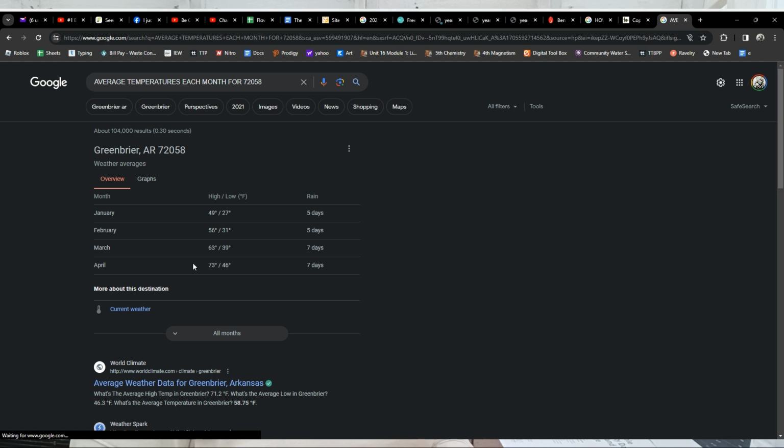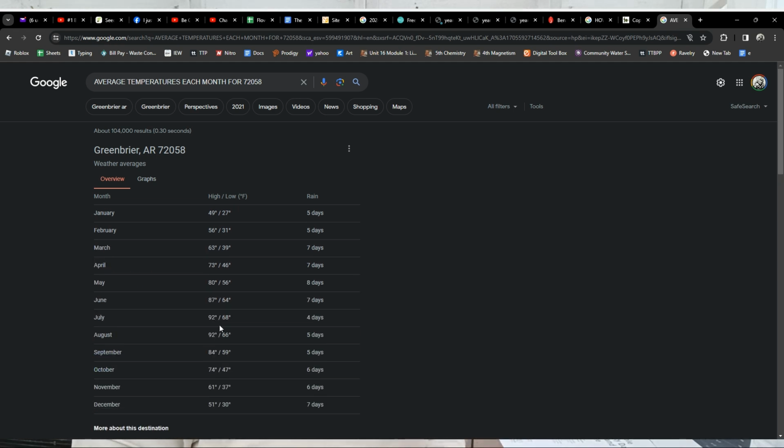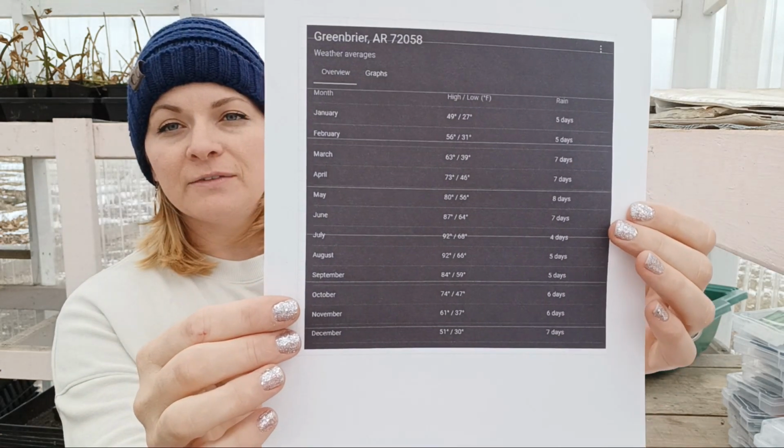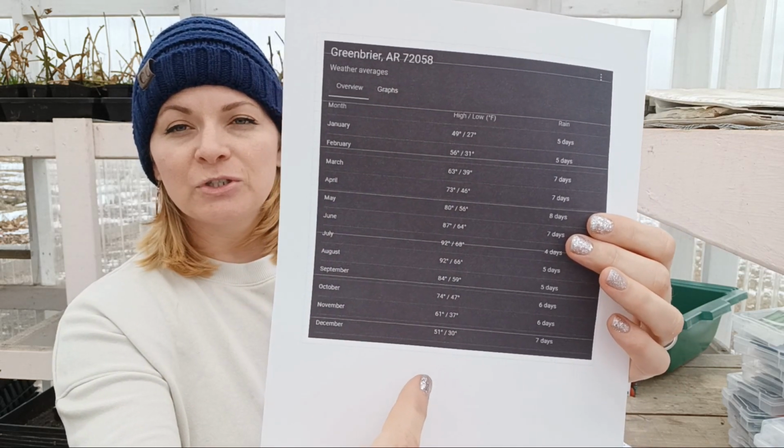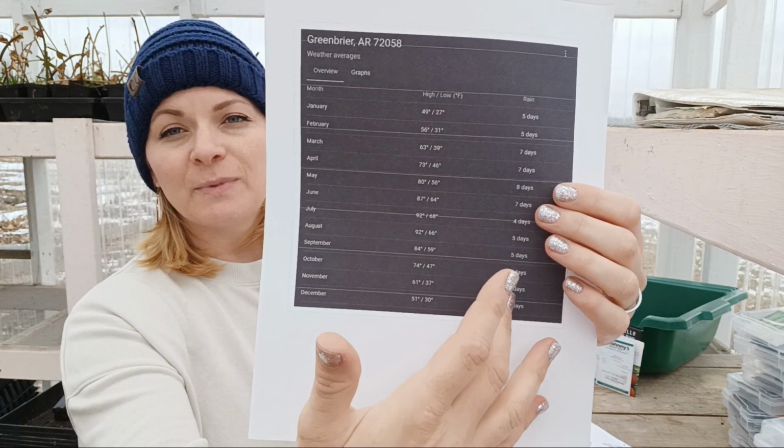Some vegetables and flowers are temperature sensitive. For example, lettuce won't grow in the hot months. So right here I've Googled it and I have my sheet with all the different months of the year. It says what the average highs and lows are, and it also tells me how many days it rains. So that might be helpful to you. Lettuce doesn't really like it over 75 degrees. Here in April the average high is about 73. May is about 80, which is when I can start pushing it. June is about 87, and that's when my lettuce quits.